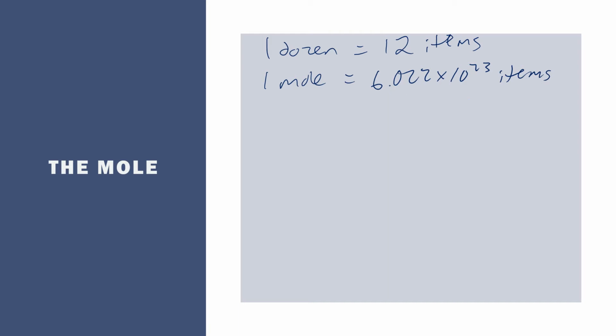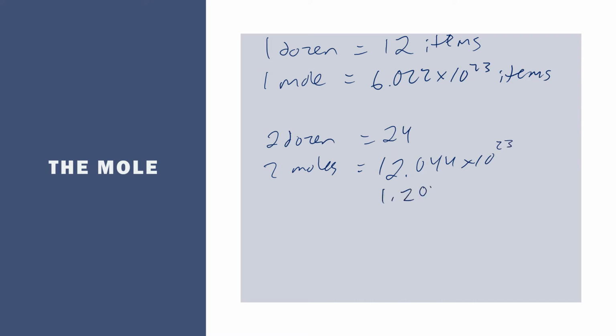But we can manipulate it kind of the same way we do with a dozen. So if I have 2 dozen items, we know that that is 24. And if we have 2 moles, we know that that would be 12.044 times 10 to the 23rd. And of course, you would rewrite that into scientific notation, 1.2044 times 10 to the 24th.